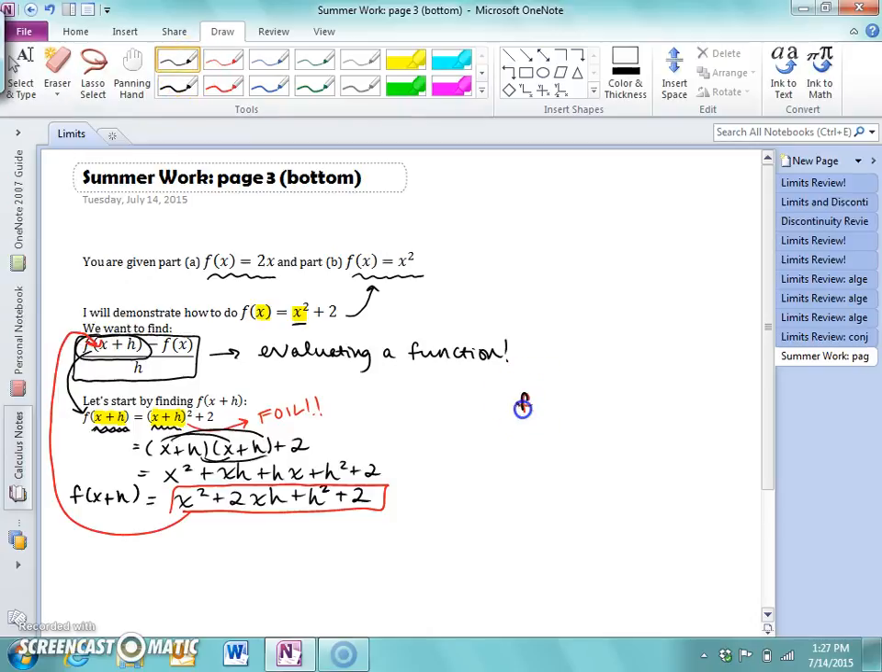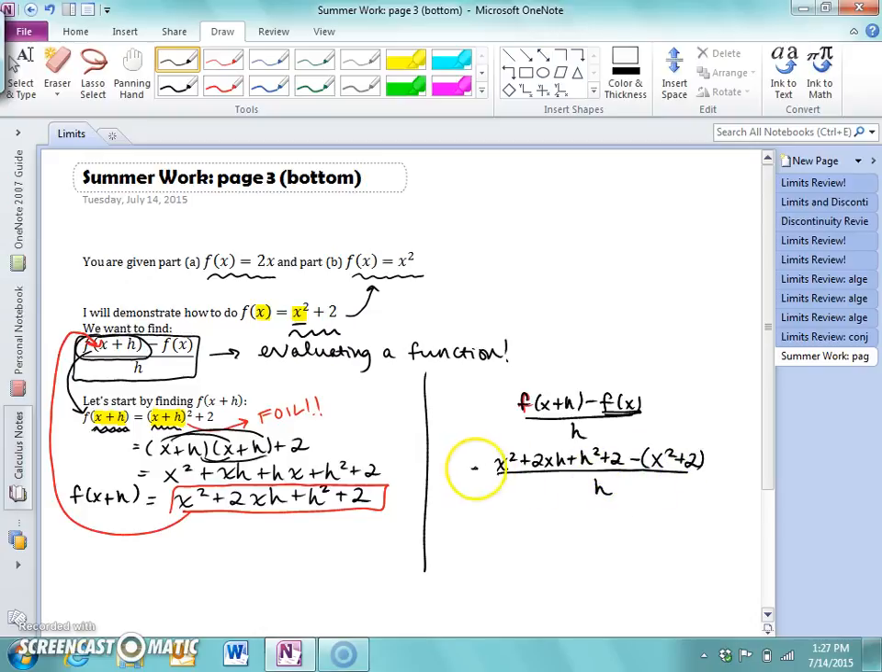So now we're ready to plug everything into the overall expression and see what cancels. So f of x plus h, I have x squared plus 2xh plus h squared plus 2. Now I'm going to subtract f of x. Now put parentheses there. F of x, we just defined it here, is x squared plus 2. Those parentheses are very important because you're going to need to distribute the minus sign. So I have x squared plus 2xh plus h squared plus 2 minus x squared minus 2 all over h.